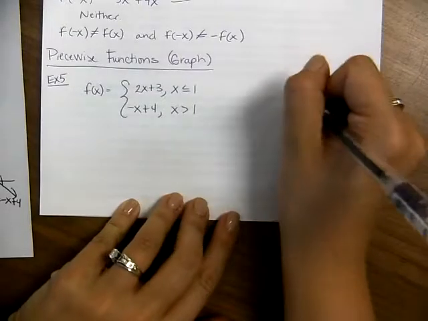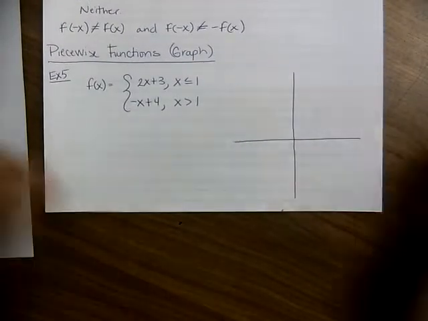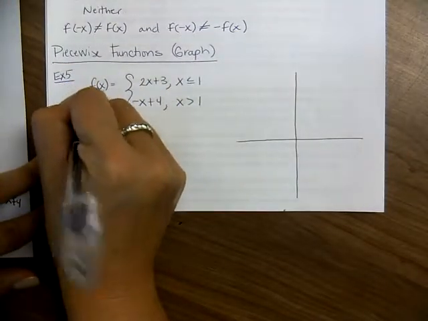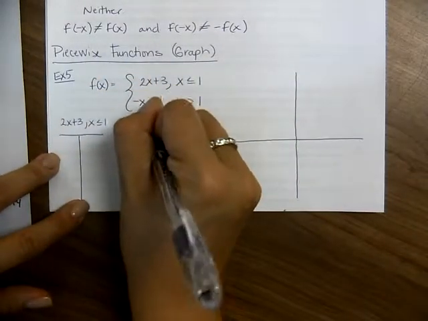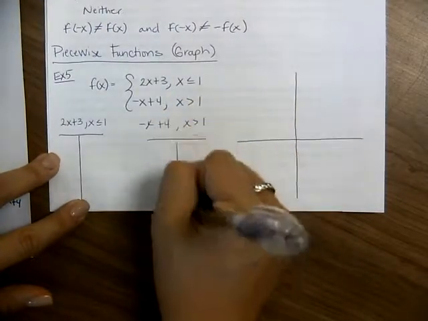Now, I get that these are linear, right? So we could go right into the graph. But I'm going to make a table because sometimes they're not quite as easy. So let's make 2 tables. One is going to be for 2x plus 3, where x is less than or equal to 1. And one's going to be for negative x plus 4, where x is greater than 1.